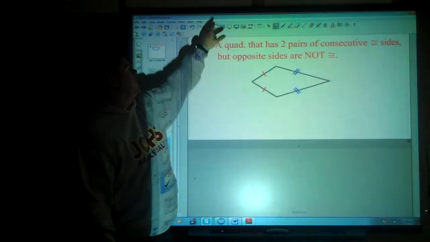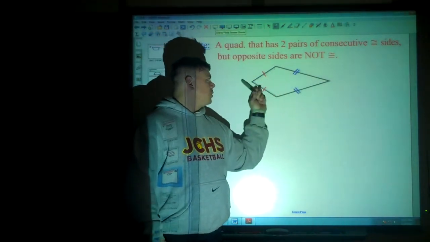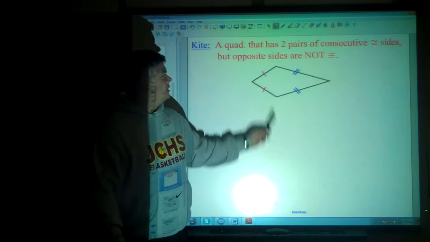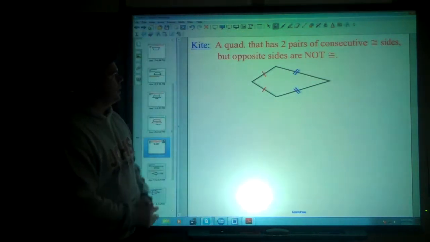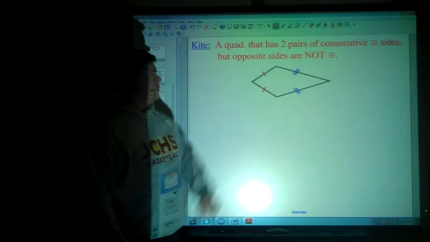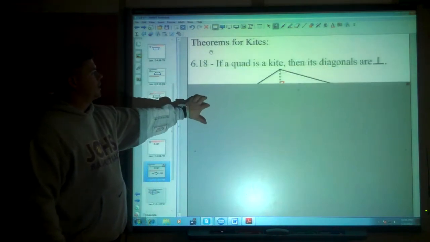So this is an example of a kite, and you'll notice that this is consecutive because they're connected. These two are consecutive because they're connected. So these two are the same, and these two are the same. They're not opposite each other. Opposite would be like if those two are the same, which they're not. So, some definitions and pieces of information regarding theorems for kites.